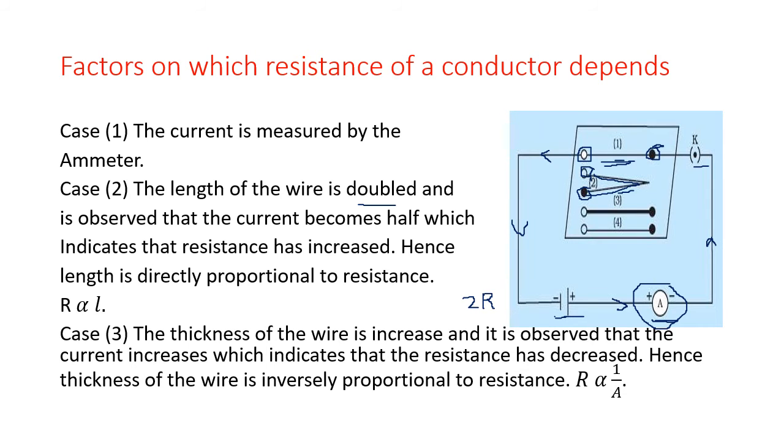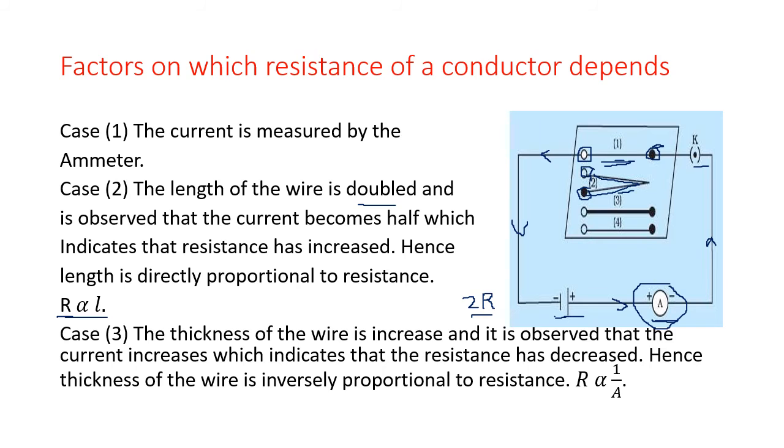When the length became double, the current became half. The current became half means the resistance became double. So we can see here, by increasing the length, the resistance has increased. So resistance is directly proportional to the length. It means when you increase the length of the wire, the resistance will increase.